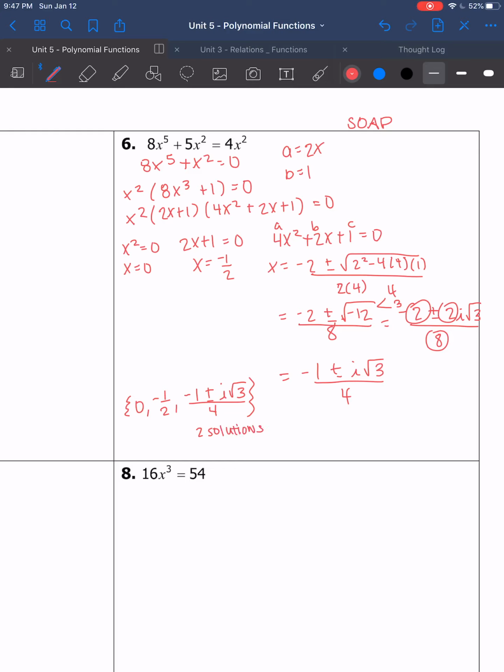2 solutions there. This has multiplicity 2, and this has multiplicity 1. So 2 plus 2 is 4, plus 1 is 5. We're good to go there. Moving right along.